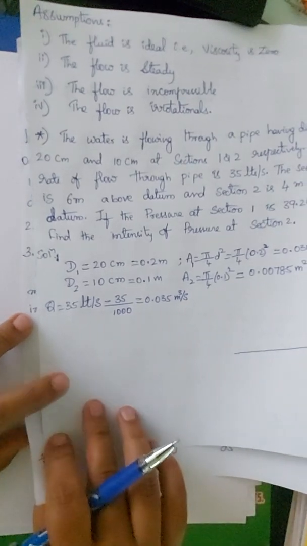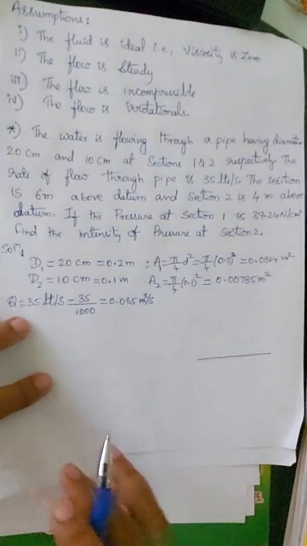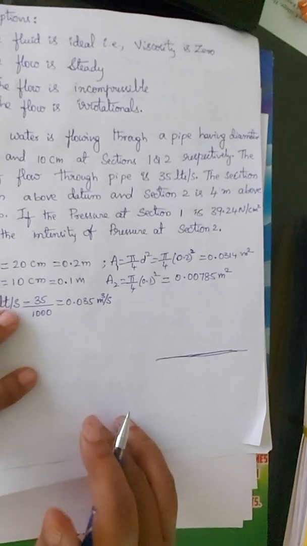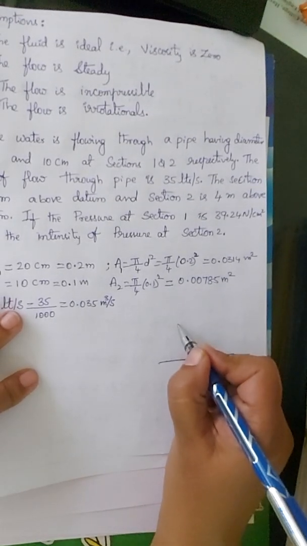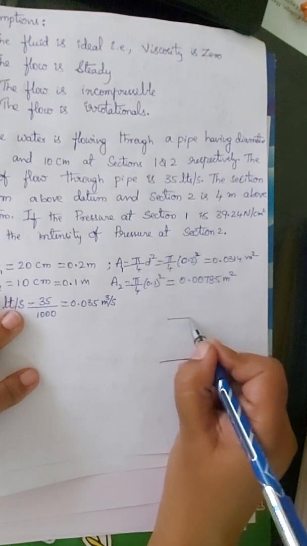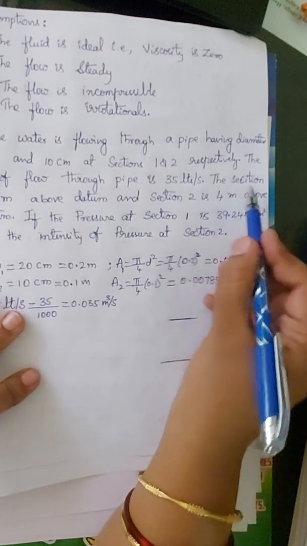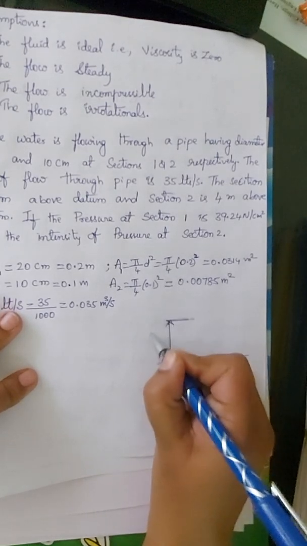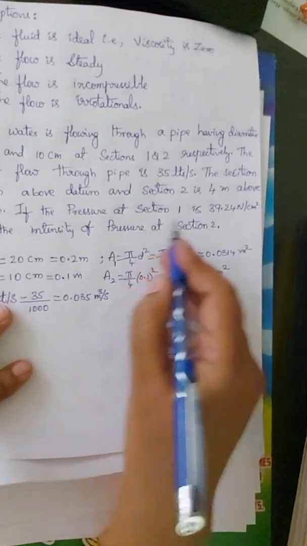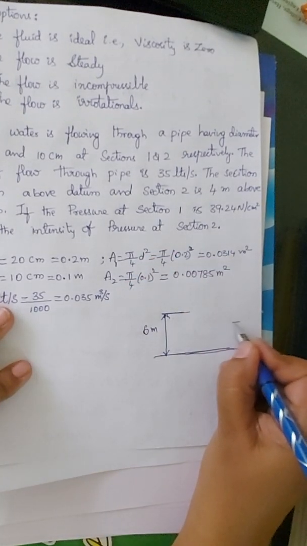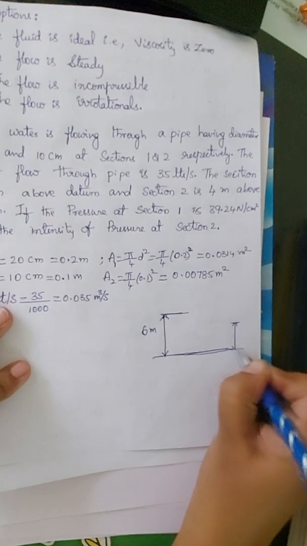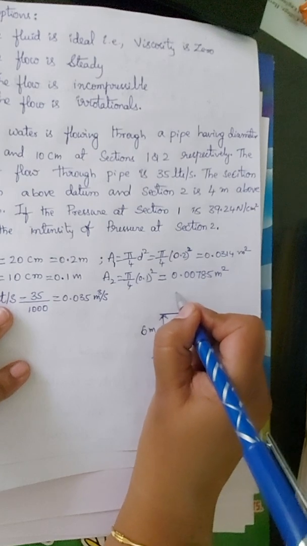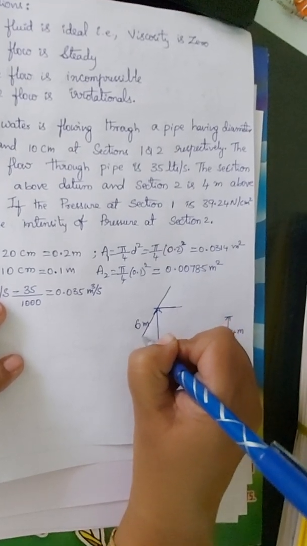Okay, this is the datum line. Section 1 is 6 meters above and section 2 is 4 meters above the datum. This is section 2, which is 4 meters above. So, like this.